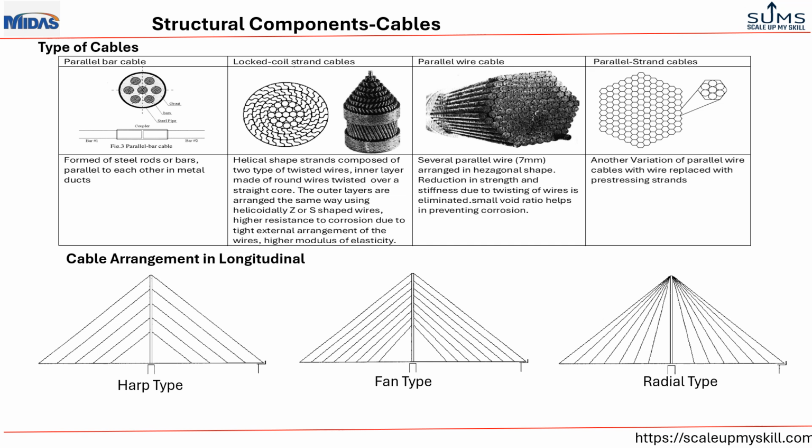And cable arrangement in longitudinal direction also has three types. They are harp type, fan type, and radial type. In harp type, the stay cables have constant inclination. However, in fan type, the inclination varies, but there is a uniform spacing at anchorage location of pylon. However, in radial type, all cables are radiated from one point of the pylon.